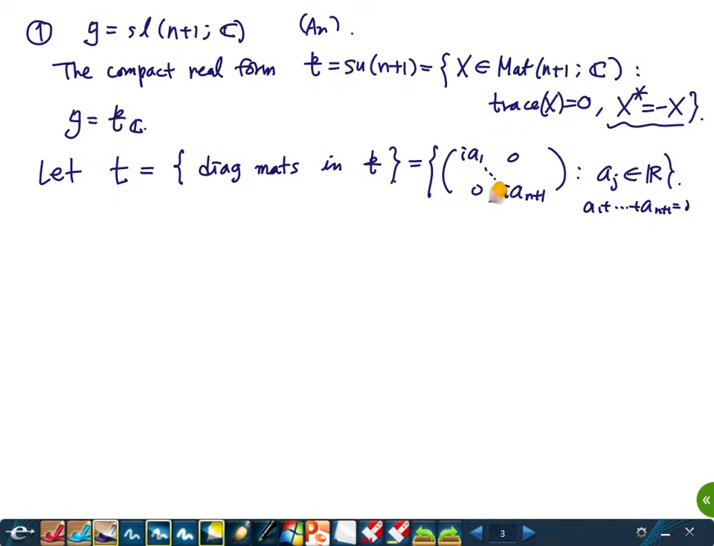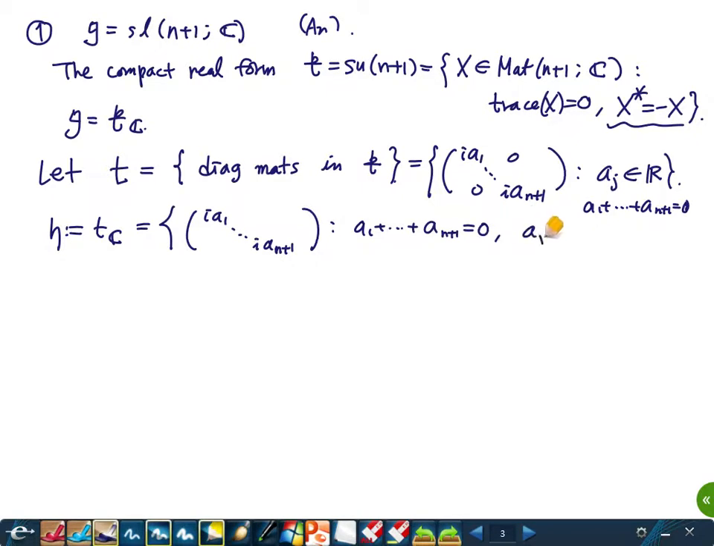Okay? And what is H? So H, of course, we define H as the complexification of this. That means exactly the same form, but now we can have complex numbers, right? So here it is all real, but complex, because that's the definition.